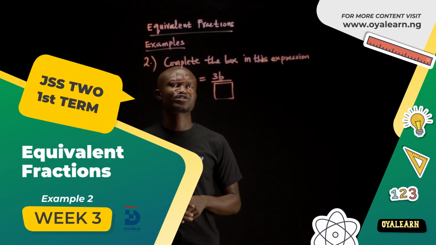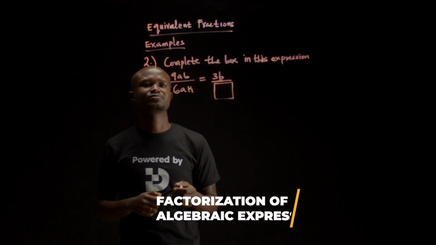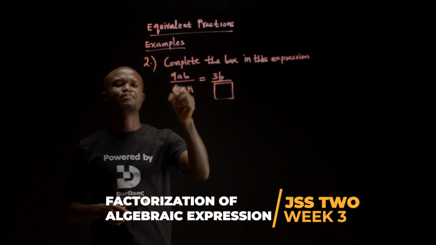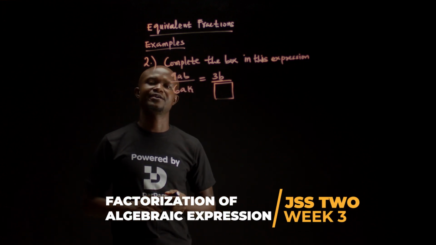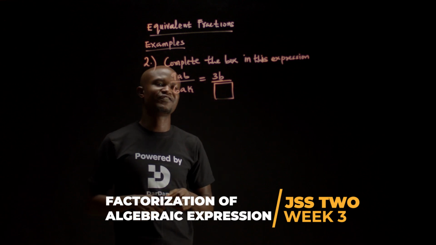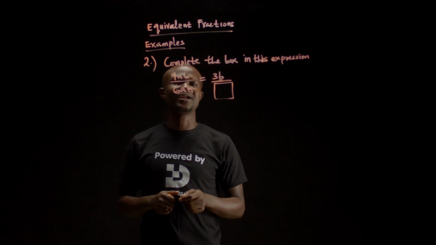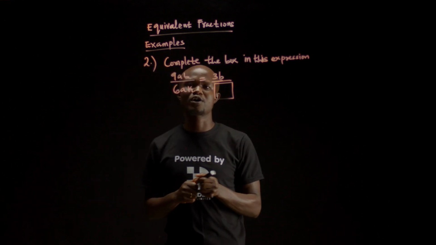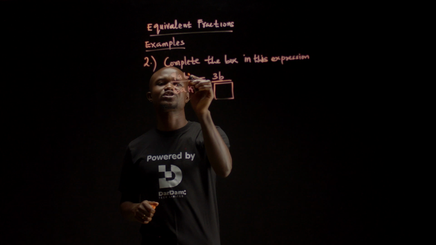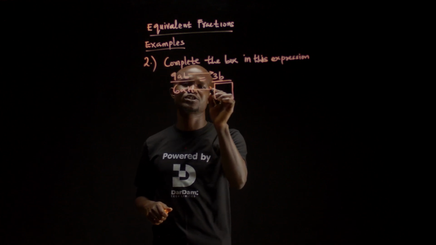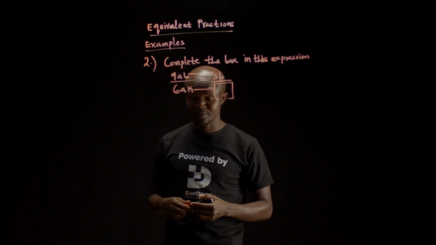Complete the box in this expression. We have 9ab divided by 6ak is equal to 3b divided by box. Now, for us to complete the expression inside the box, we map numerator to numerator and denominator to denominator.